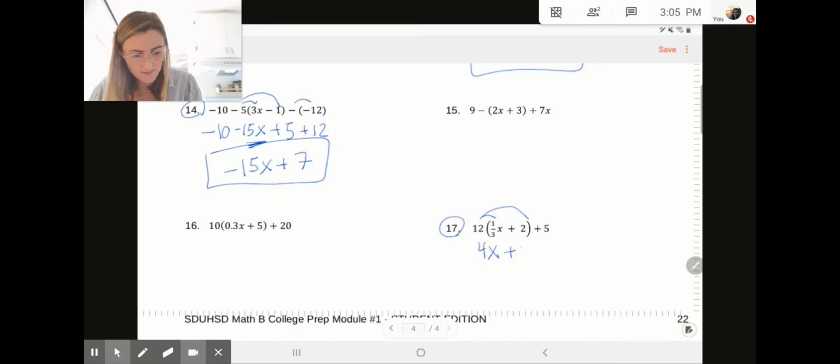12 times 2 is going to be 24 plus 5. So I have 4x plus 29.